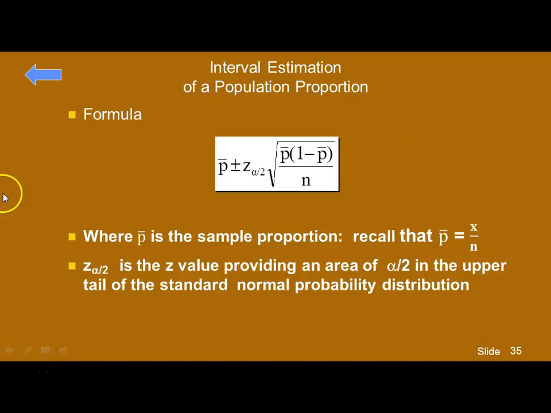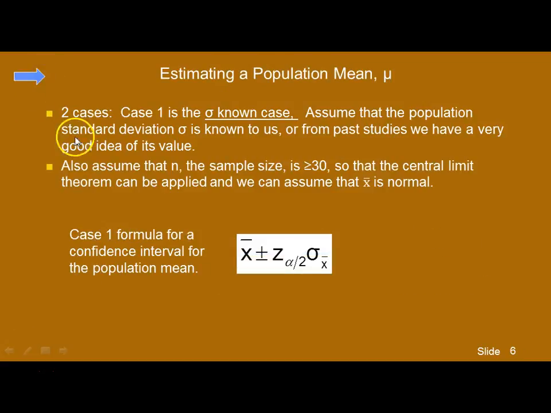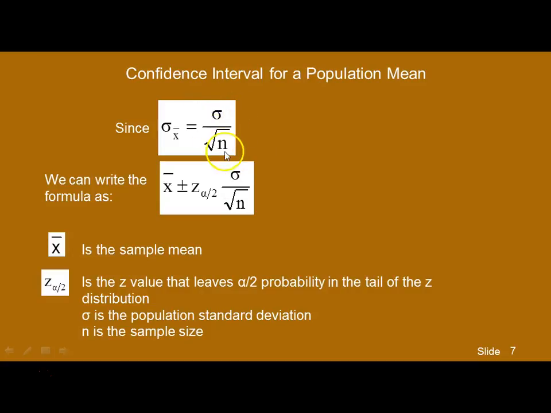Let's go back for a moment. Let's go back to our original formula for means and just talk about similarities here. Remember our initial formula for means? X bar was our best point estimator of a mean. We have our z-value, which will determine the level of confidence. And we had the standard deviation of our point estimator, sigma x bar. Remember that sigma x bar was equal to sigma over the square root of n, so the formula became as follows.